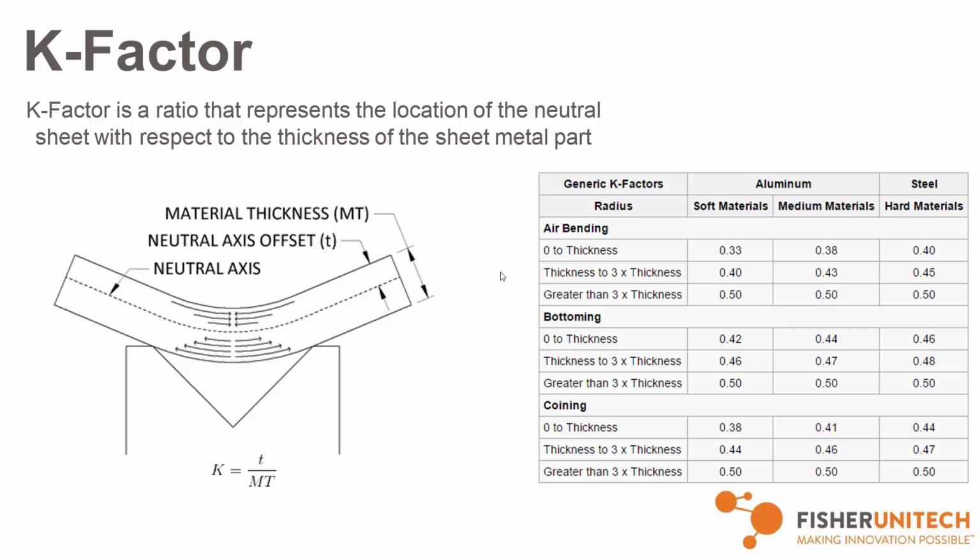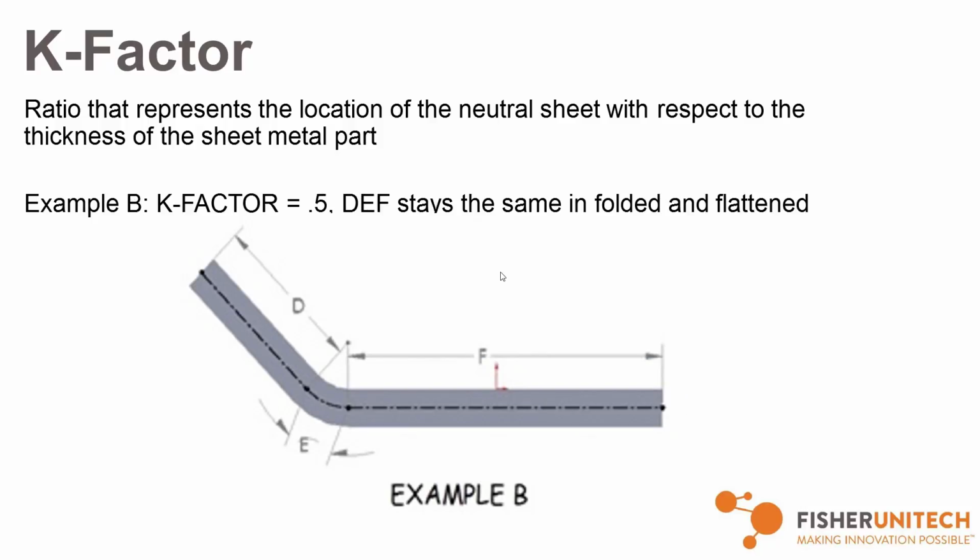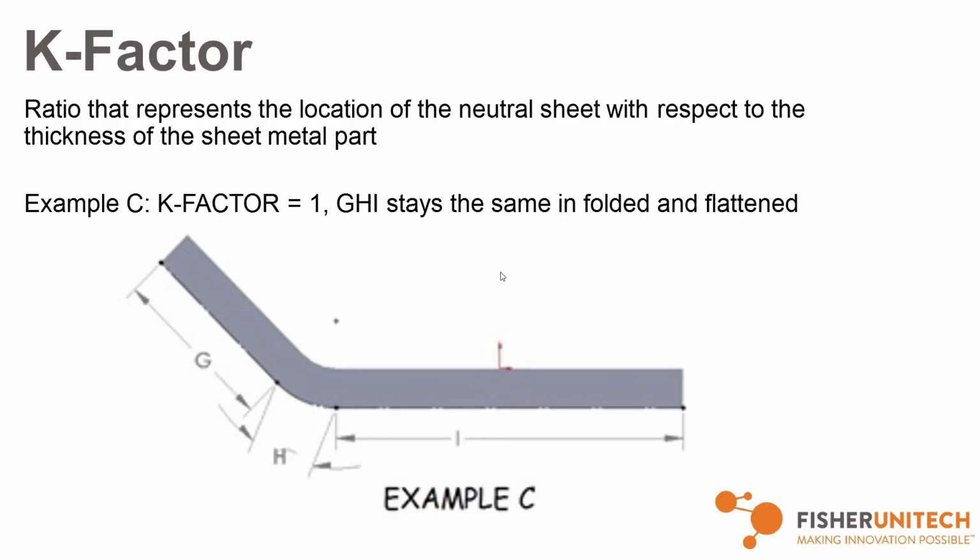To get an idea of how the K factor is affected by the value, we've got this A, B, and C setup. If your K factor is at 0, the arc length A, of B and C, is going to stay the same. Likewise, with a 0.5 driving down the middle, that neutral sheet, that middle axis, is going to be that spot. And if you throw it up to 1, it's going to be that whole outside face.